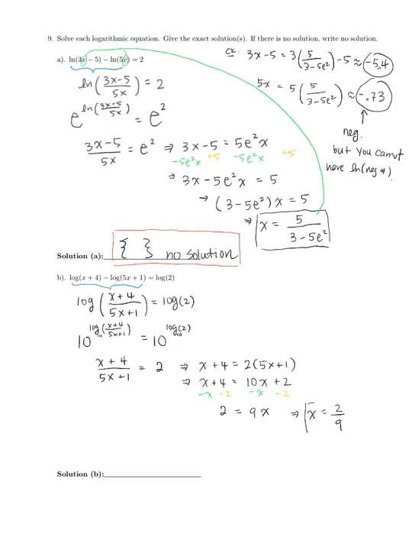Let's just box that. This is our proposed solution. Let's plug this into the argument of the log to make sure that it's going to give us a positive value. If I plug this value into here and also here, is it going to give me a positive value? Well, of course. You don't need to check here because if you have 2 over 9 plus 4, that's going to give us a positive value. 5 times 2 over 9 is a positive value, and if you add 1 to it, it's still going to be positive. So our solution set is going to be 2 over 9.